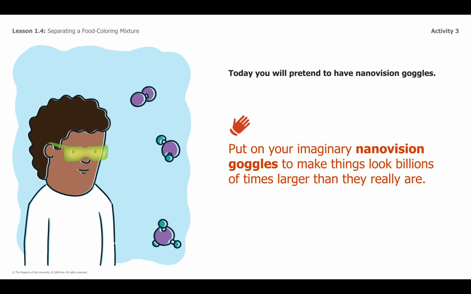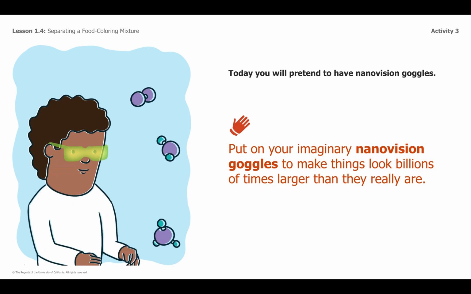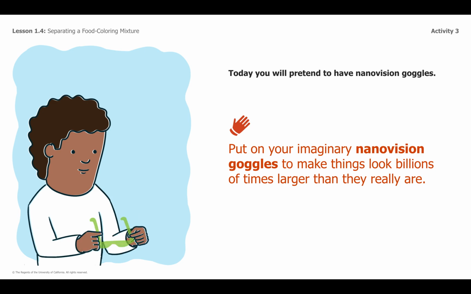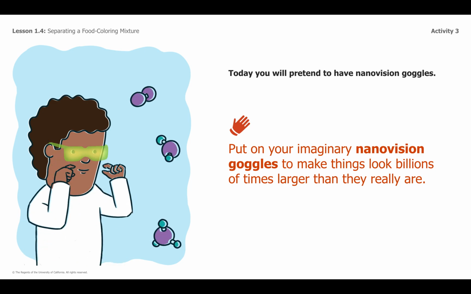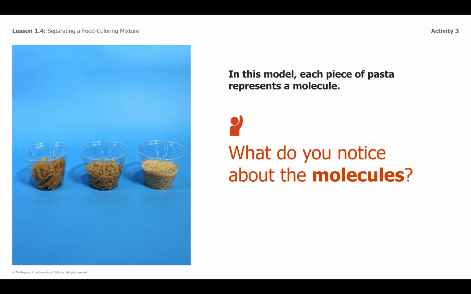You're going to pretend to have some nanovision goggles to see really, really small things, which make things look billions of times larger than they actually are. So put on your nanovision goggles right now. In this model, each piece of pasta represents a molecule. The ziti on the left is one type of molecule, the macaroni in the middle is another, and the orzo is another type of molecule. Pause for a moment and think about what you notice about the molecules.